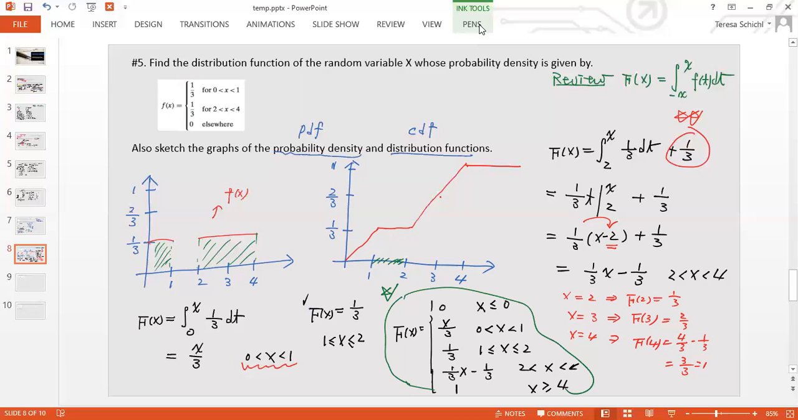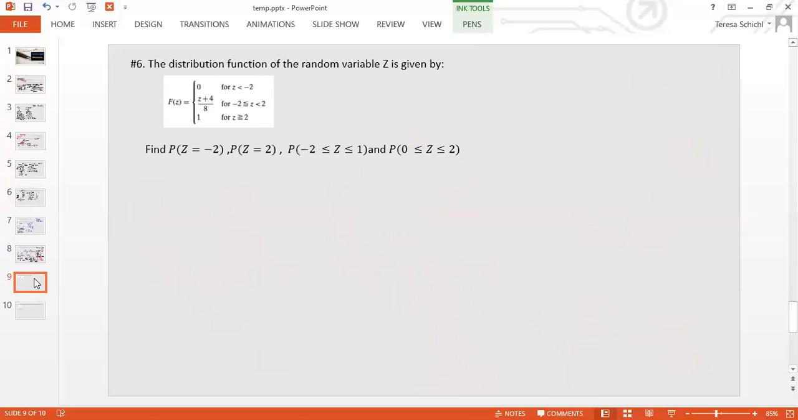Number 5 and number 6 are a little bit difficult, but if you understand, I think you will have a very good understanding of the PDF and CDF. Okay, so in here, this is the distribution function. This is a given, right? So what is here? This is the CDF. So given the CDF, they want us to find different probabilities and different values here.